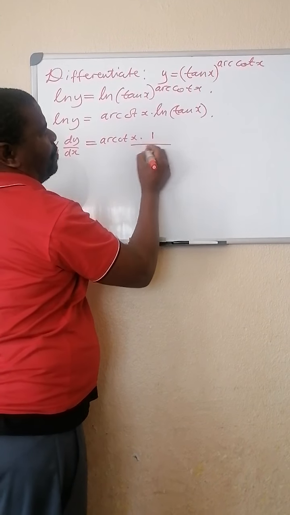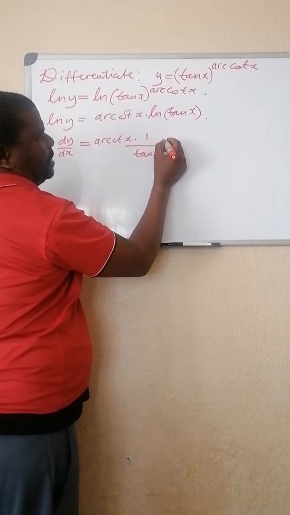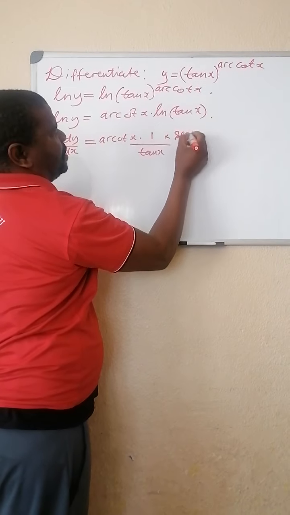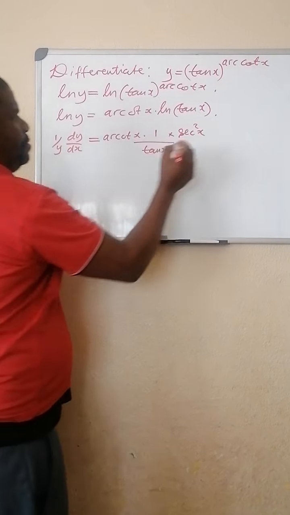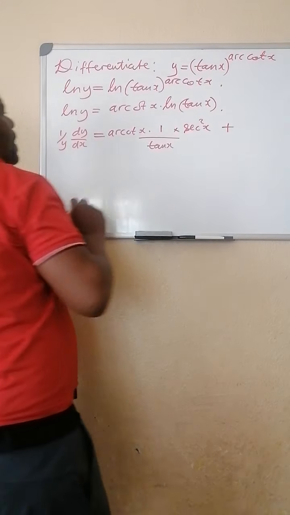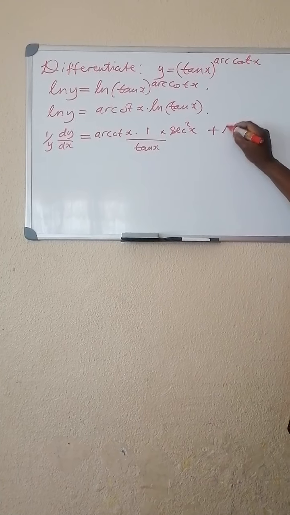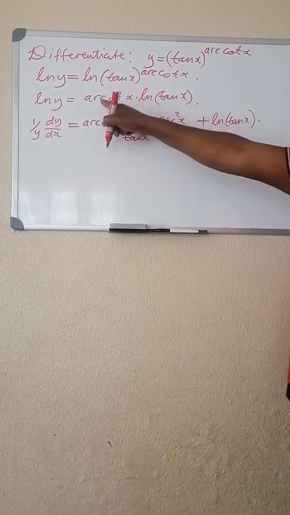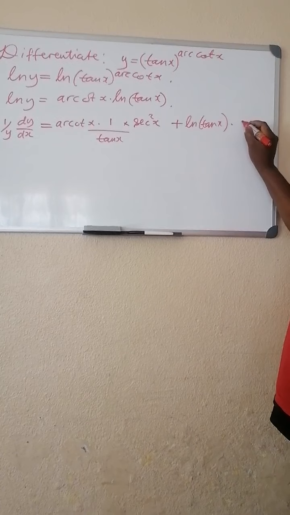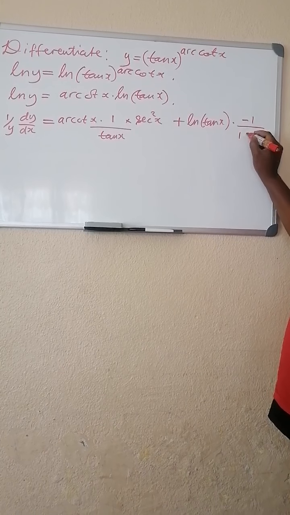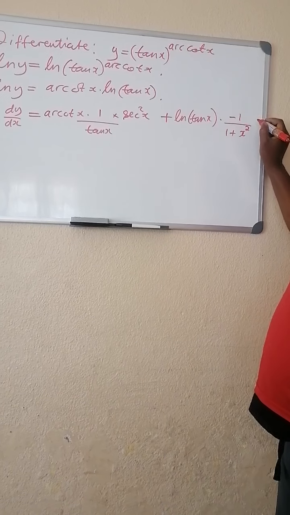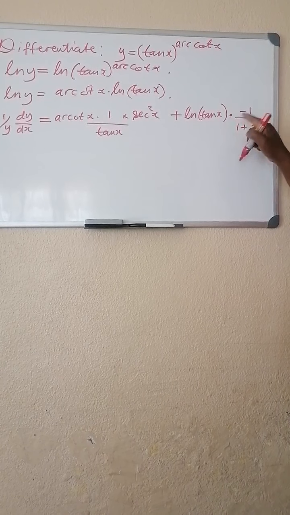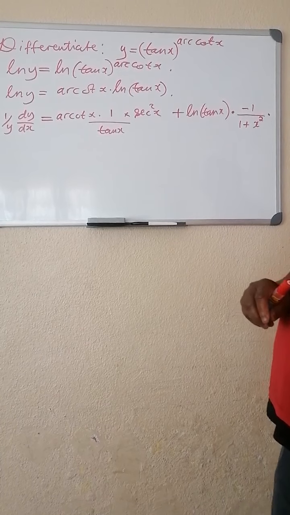which will be 1 over tan x times the derivative of tan x, which is sec squared x, plus ln tan x times the derivative of arc cot x, which will be minus 1 over 1 plus x squared.